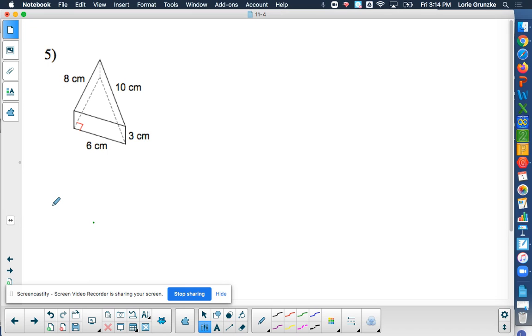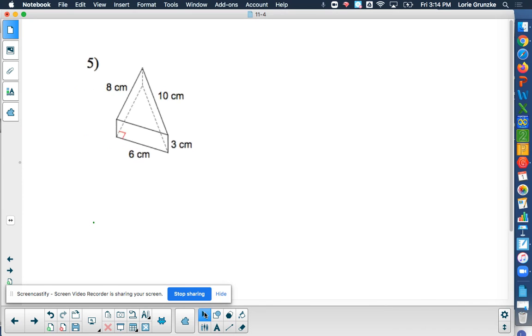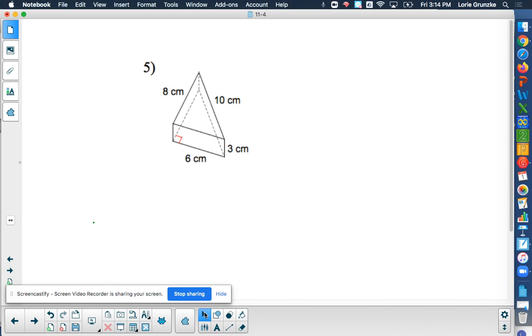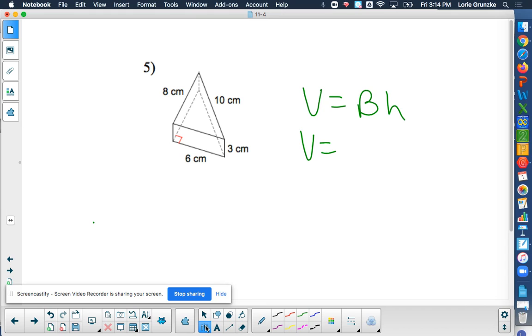Then we go to number 5. So, name the shape. The side that's not a rectangle is the triangle, so it's a triangular prism. Notice that 90-degree angle there, we're going to have to pay attention to that. So we're going to do volume, capital BH. My base is a triangle.